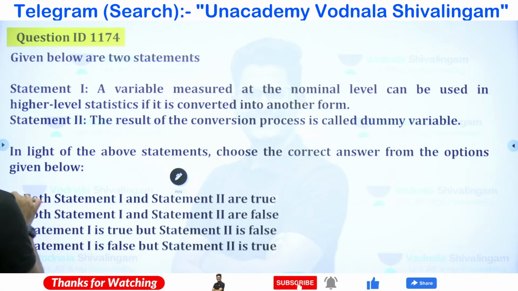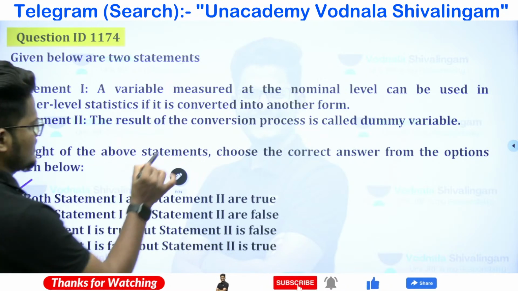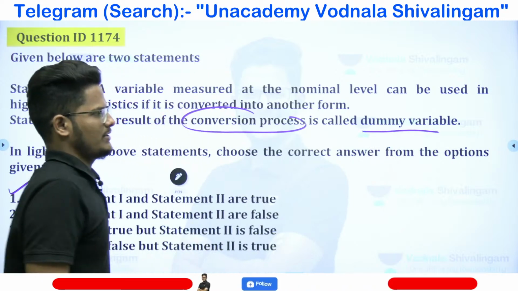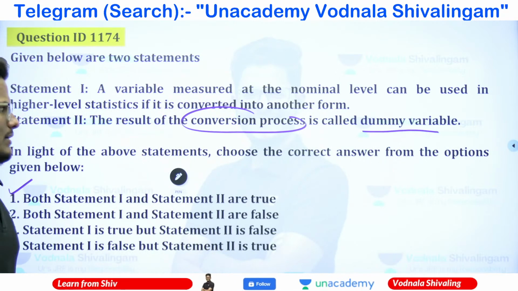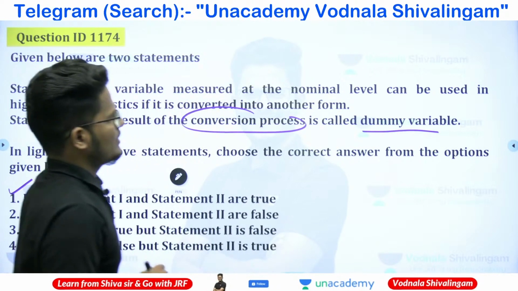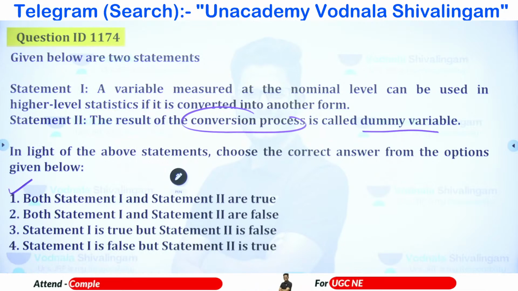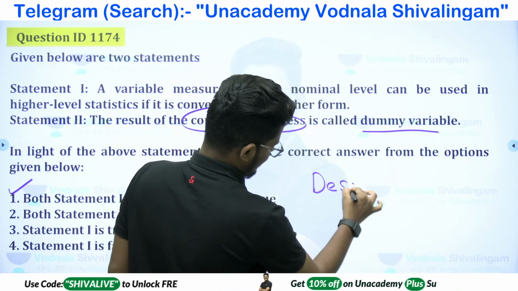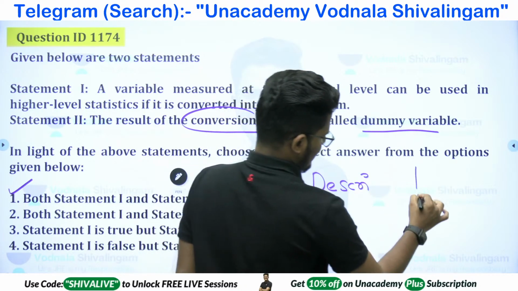So option A is the correct answer. The result of the conversion process is actually called creating a dummy variable. A dummy variable is a duplicate one. And the variable measured at nominal level can be used at higher level statistics if it is converted into another form. Actually there are two types of statistics, descriptive statistics and inferential statistics.